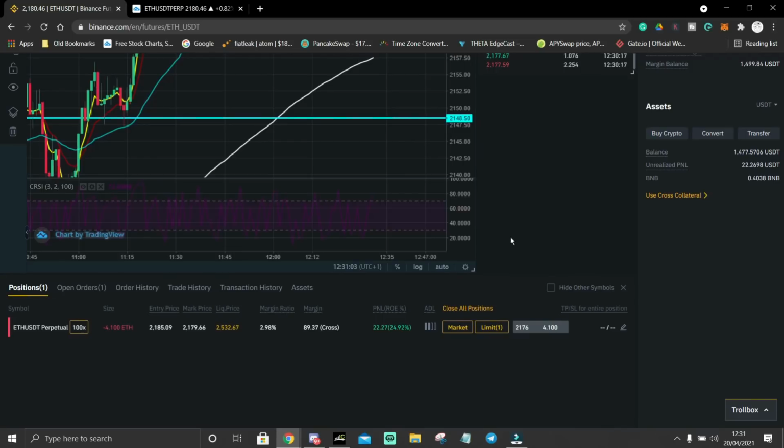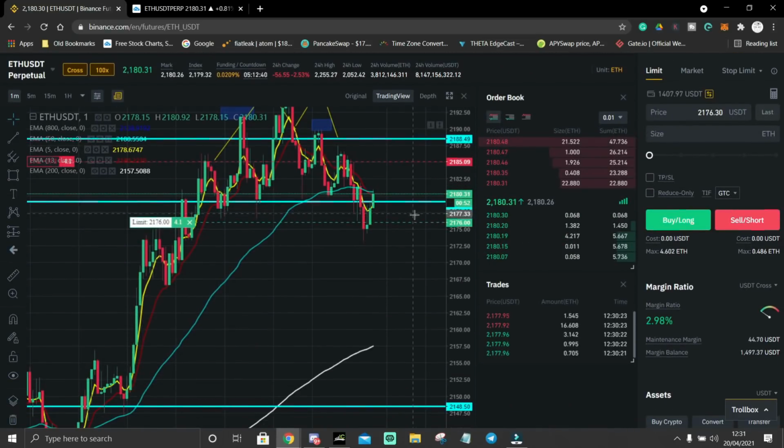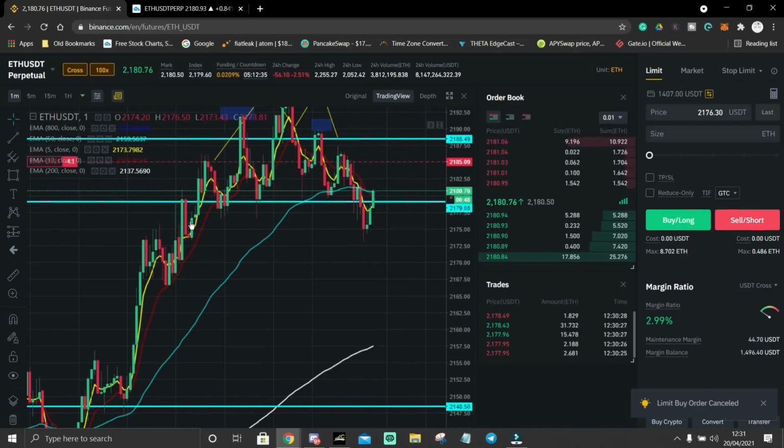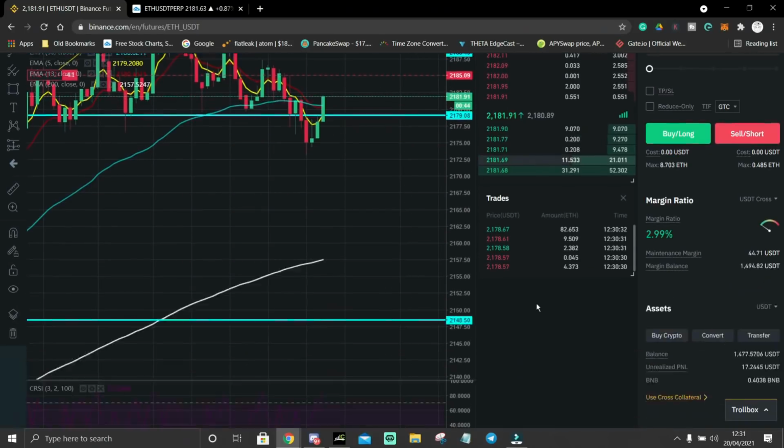Or I'll just get out much sooner. See if I can get out sooner. Yeah, I'm going to get out much sooner than that. Yeah, because I'll be leaving money on the table then. Where's my price at? 2182.